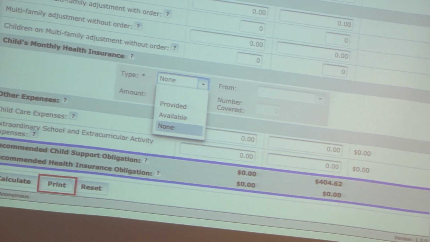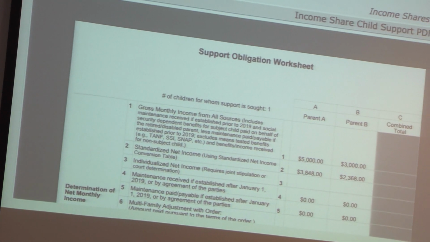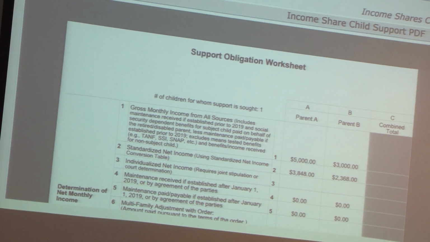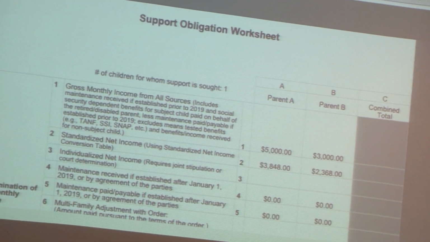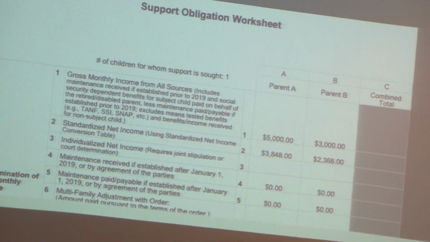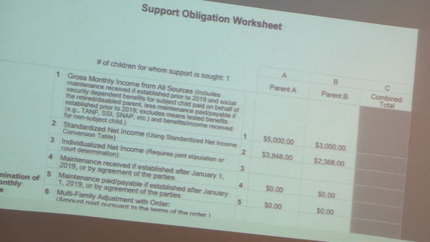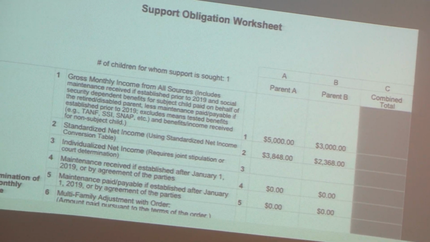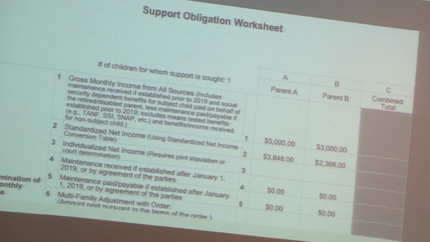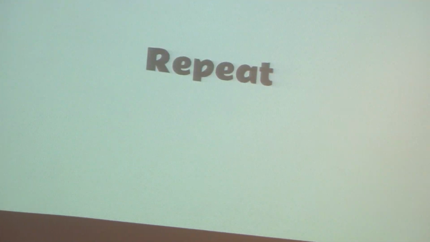So we're going to hit the print button, and it's going to pull up the worksheet. This is exactly the same as the worksheets I gave you as handouts, only it's populated everything for us already. This is a great thing to submit with your support order or with your closing argument to the judge to show how support was calculated. I'm not going to show you the whole worksheet. Just know that you can download it as a PDF and have it available, or you can print it.